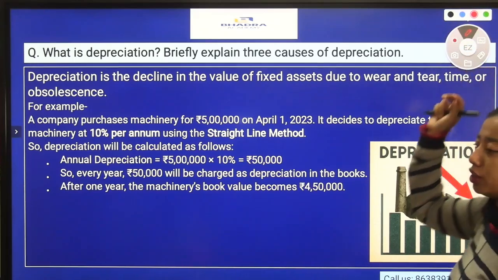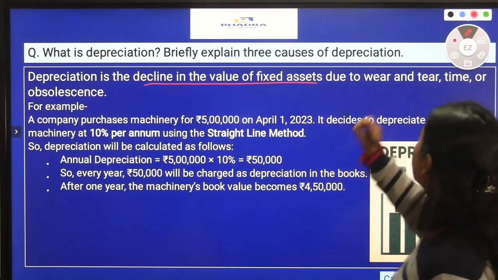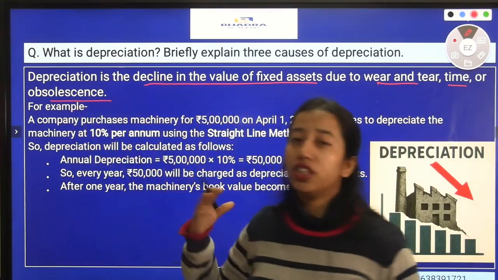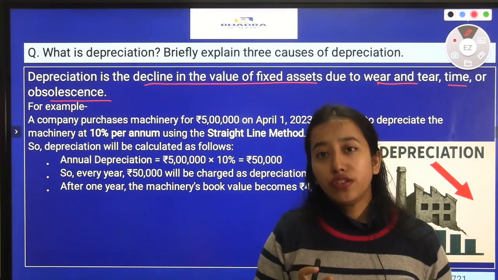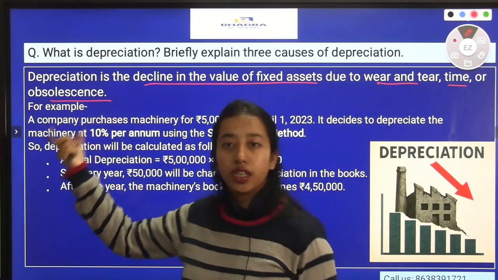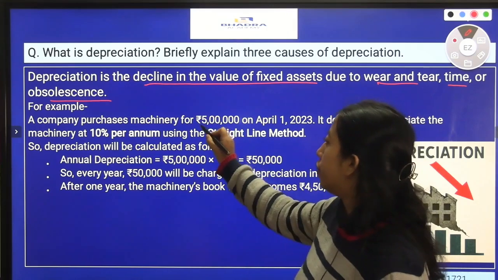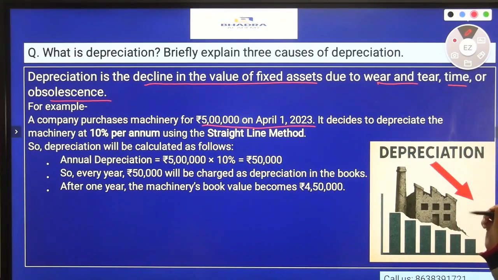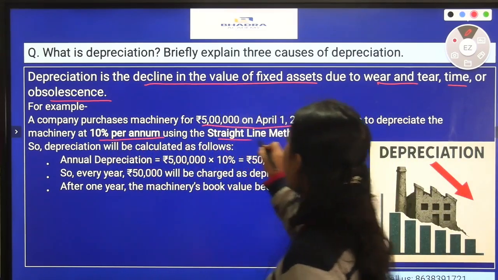Okay, so what is depreciation? It is the decline in the value of fixed assets due to wear and tear, time or obsolescence. It is an accounting concept where the value of a fixed asset decreases over time, and that we call depreciation. The example that we have here is a company purchases machinery worth rupees 5 lakh on 1st April 2023. It decides to depreciate the machinery at 10% per annum using the straight line method.